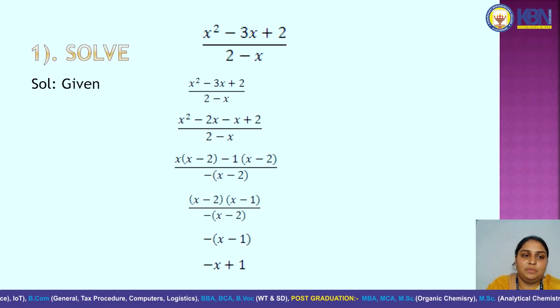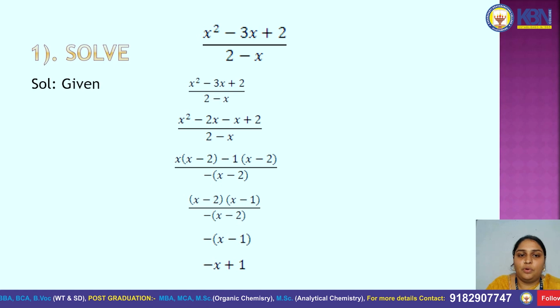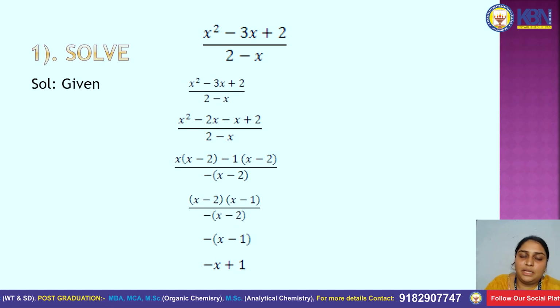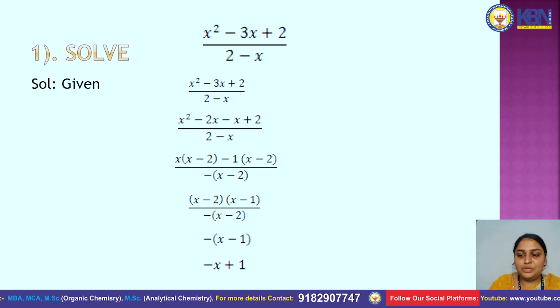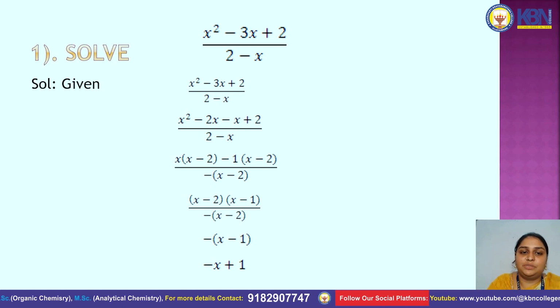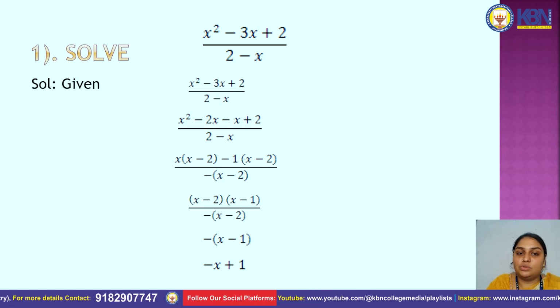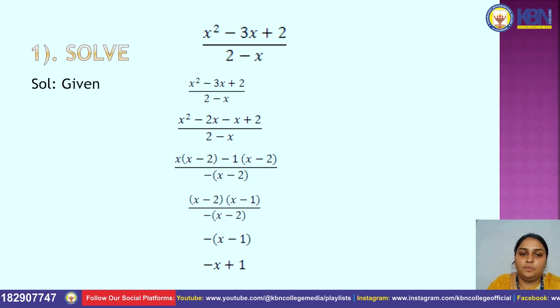The first problem is given: simplify (x square minus 3x plus 2) by (2 minus x). Here it is in the given p by q format, and the first one is p. In the place of p we have x square minus 3x plus 2, which is an algebraic expression. In the denominator we have 2 minus x, which is also an algebraic expression and which is not equal to 0. Then we can use the algebraic fractions.